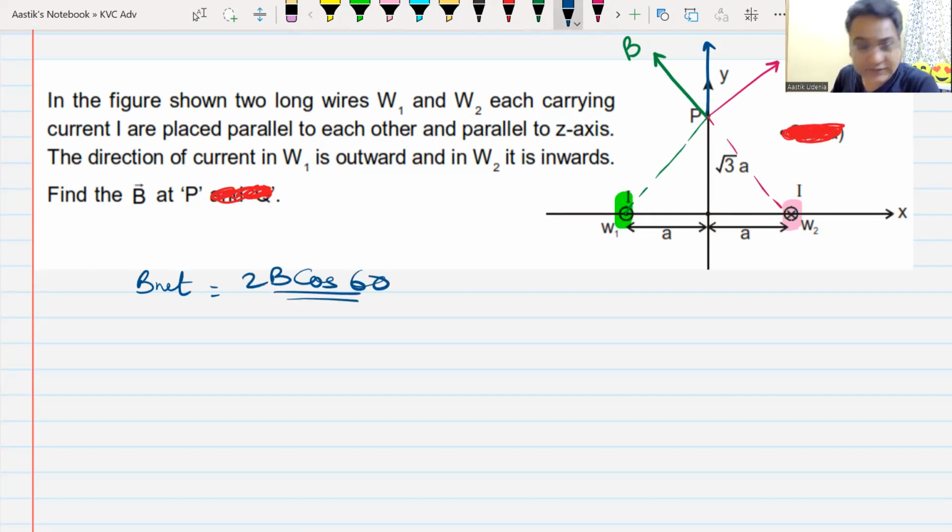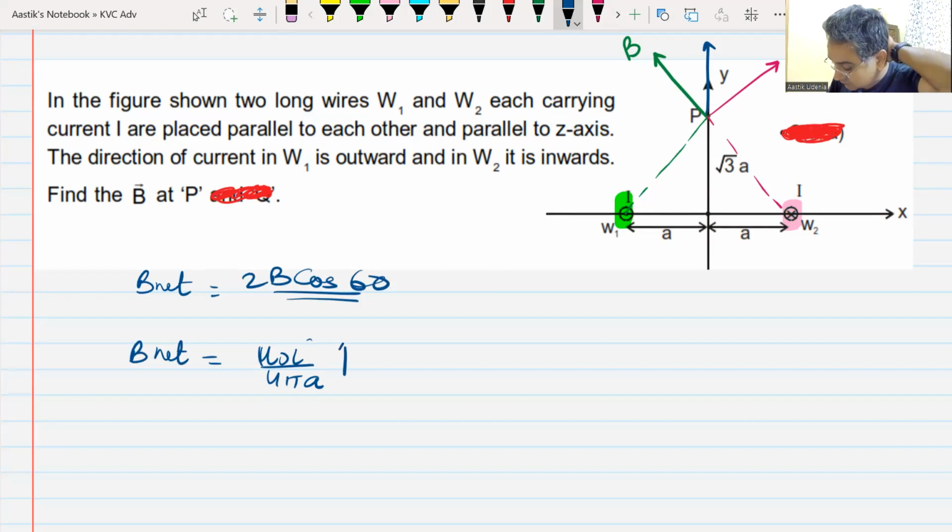And that is the answer. The answer is B net will be equal to mu naught I by 4 pi a. Are you getting this answer? Yes, sir. And the direction is upwards along the positive j axis. Everyone gets this? Yes, sir. Then we move on. We are done with the straight wires.